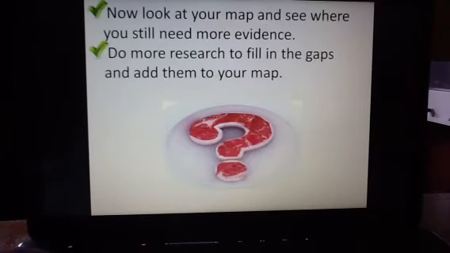All right, so now you're looking at your map and you say, oh my gosh, I need more evidence for my claim 2, whatever. That's when you take a step back, figure out what you need to edit out, what's not really working.